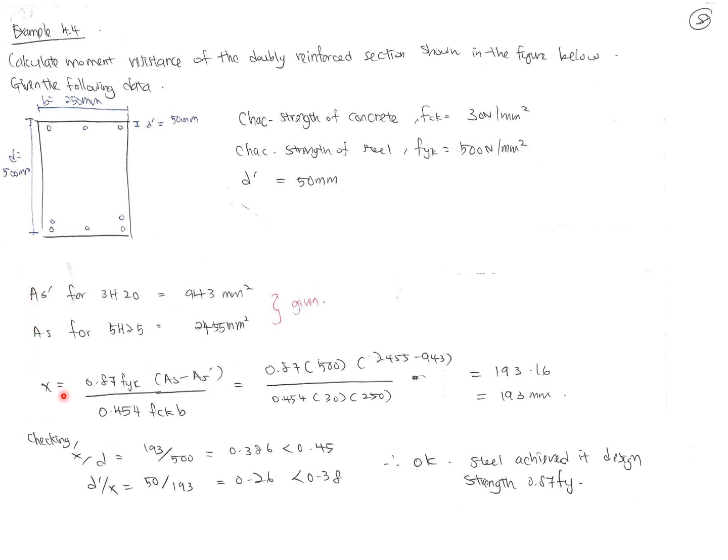So now we calculate x. The x value is using the equation that I already explained in the previous section, 0.87 fyk (As minus As prime) over 0.454 fck times b. So you substitute the values inside, you will get the value of x equal to 193 millimeter. Checking x over d is 193 over 500, so it's 0.386, is less than 0.45, it means it's okay. And d prime over x is 50 over 193, which is less than 0.38. It's also okay. So the steel achieved its design strength at 0.87 fy.